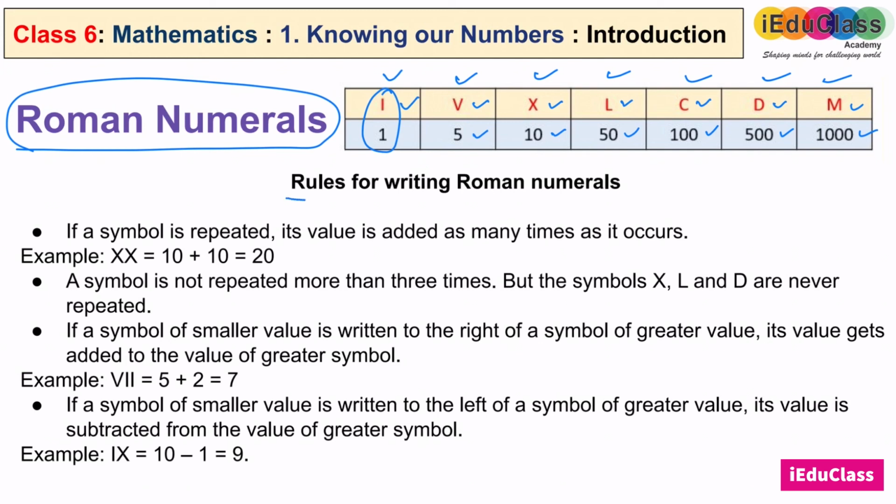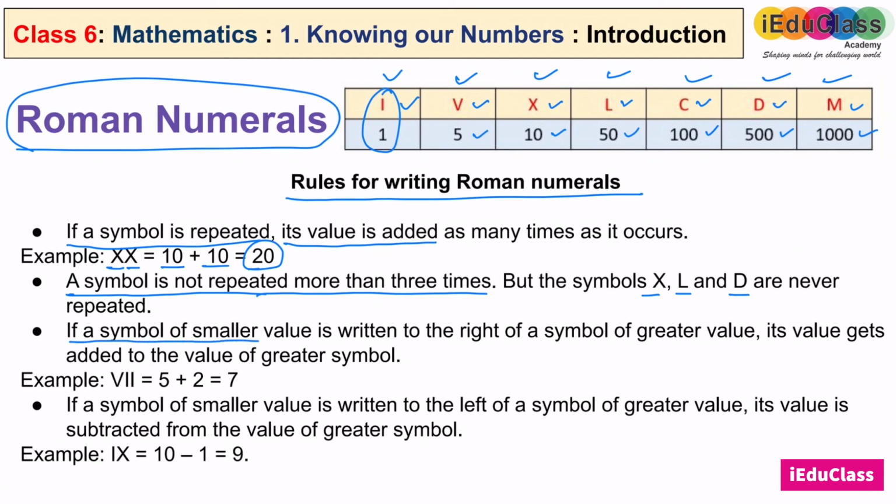But while writing the numbers, there are certain rules you have to keep in mind. First of all, if a symbol is repeated, its value is added. For example, 2 times X means 10 plus 10 becomes 20. Second rule is a symbol is not repeated more than 3 times. You cannot repeat X, L and D more than 3 times.